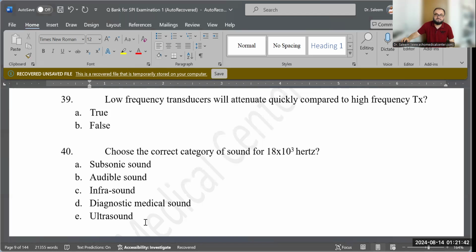Absolutely, you're right again. I like it. You're smart. Good job. It is actually the audible sound, because 18 times 1000 is 18,000 hertz, or 18 kilohertz, same thing, which is less than 20 kilohertz. So that is audible sound. B is the correct answer.